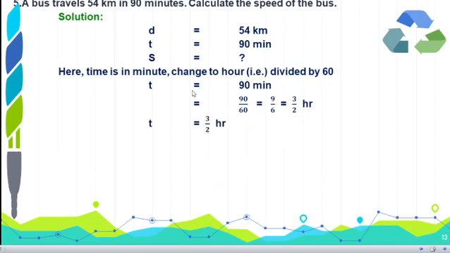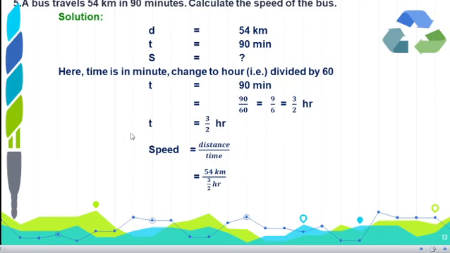So time is equal to 3 by 2 hour. So distance 54 kilometer, time 3 by 2 hour. So now we substitute the values in the formula. Speed is equal to distance divided by time. What is distance? 54 kilometer.